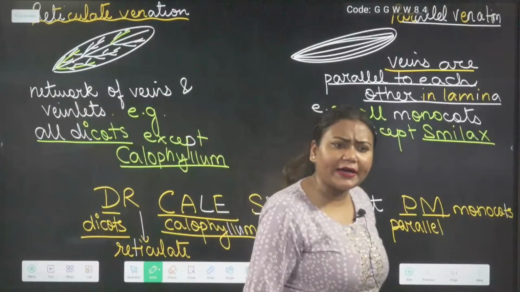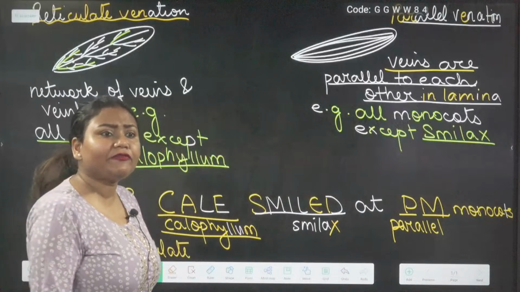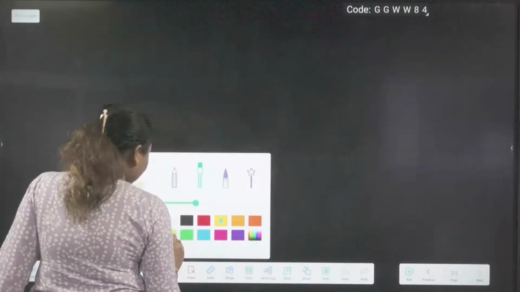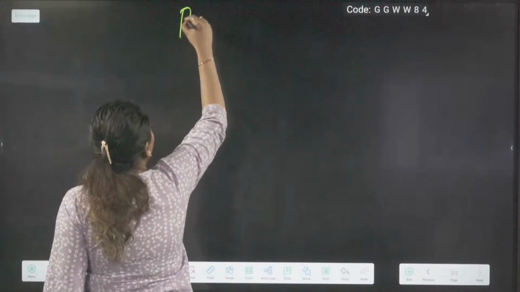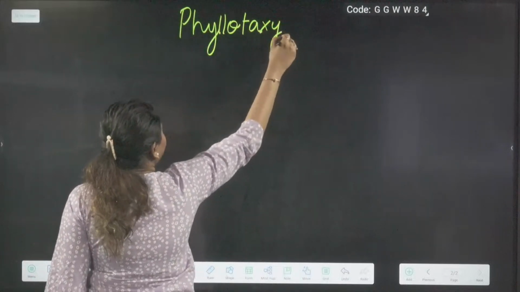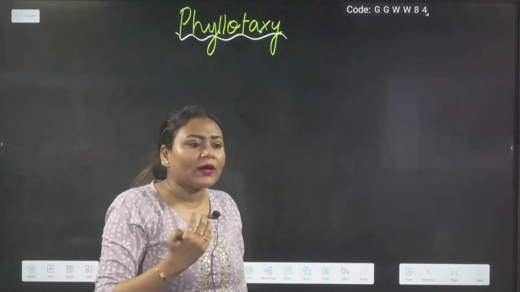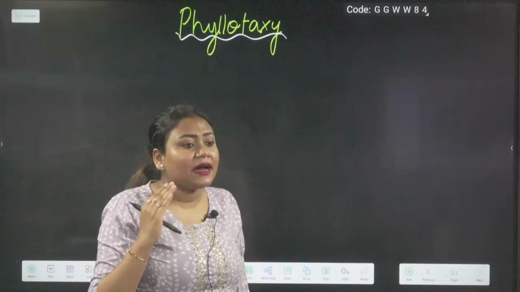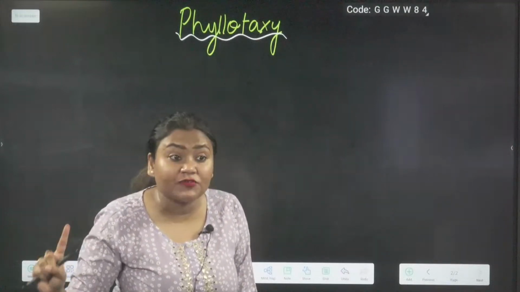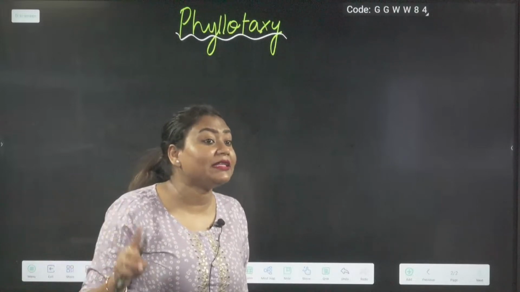All these things you will find in your NCERT, in the leaf topic. Now, the next one is Phyllotaxy. What is Phyllotaxy? It is the arrangement of leaves on a stem or branch. First was venation, in which we describe the arrangement of veins and veinlets.